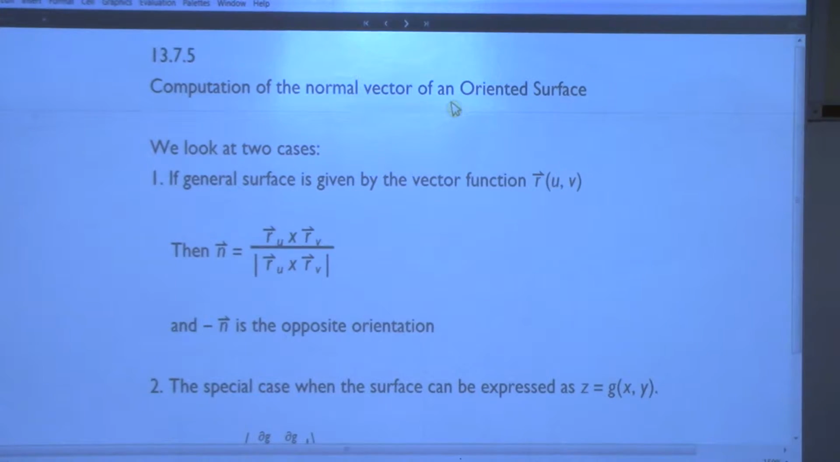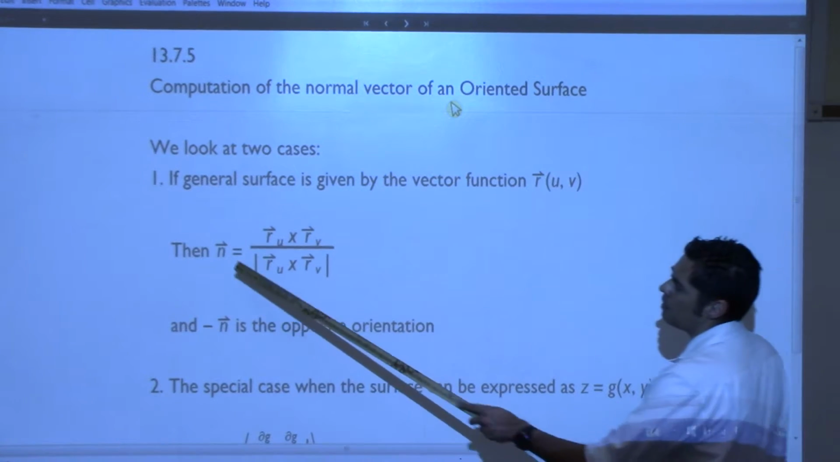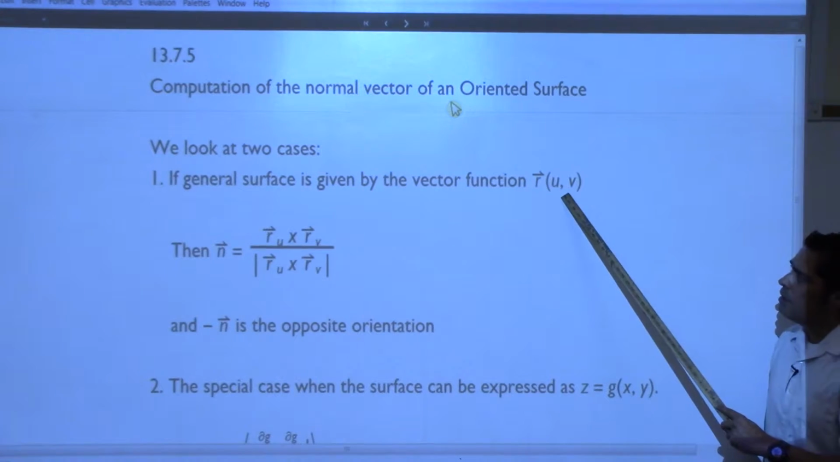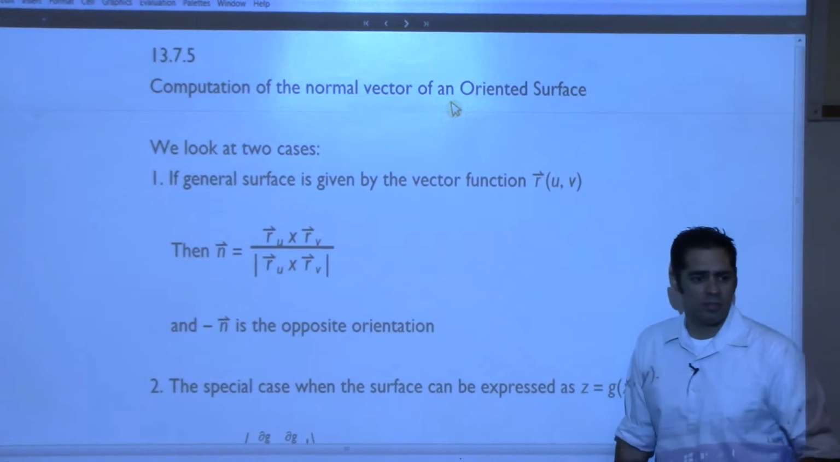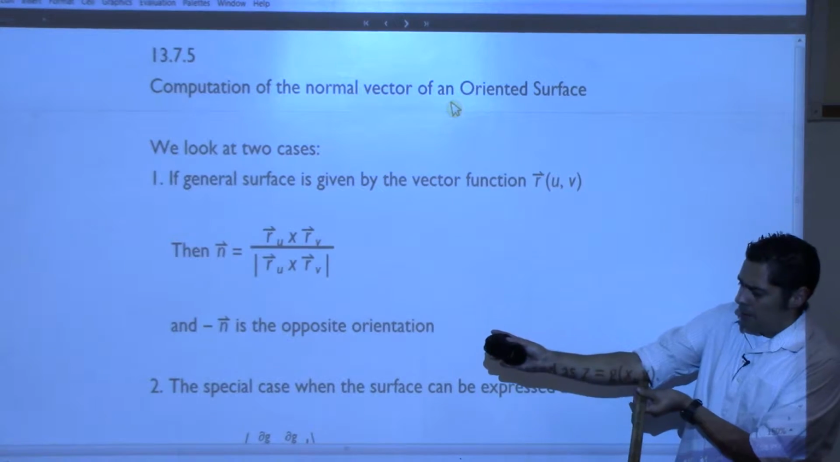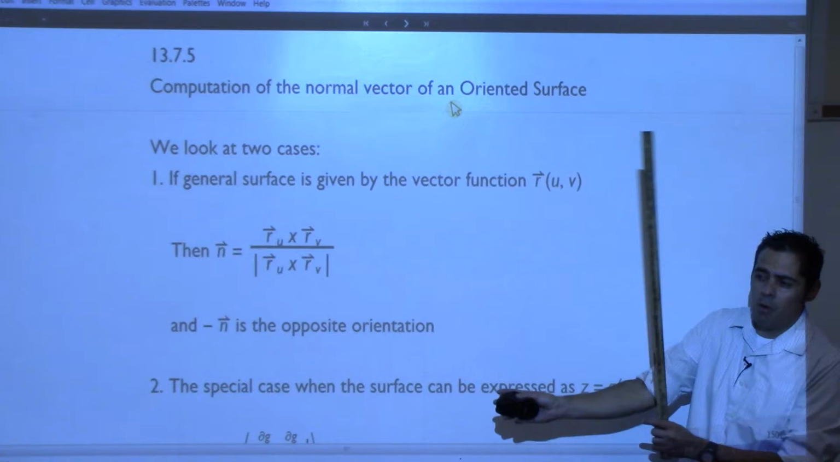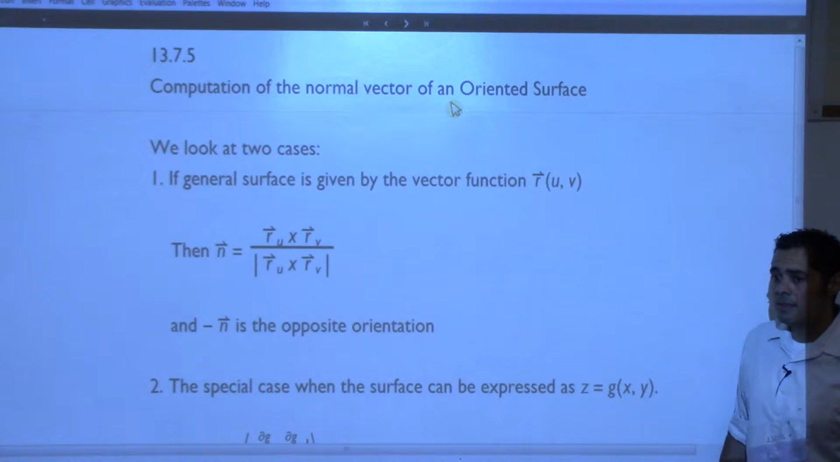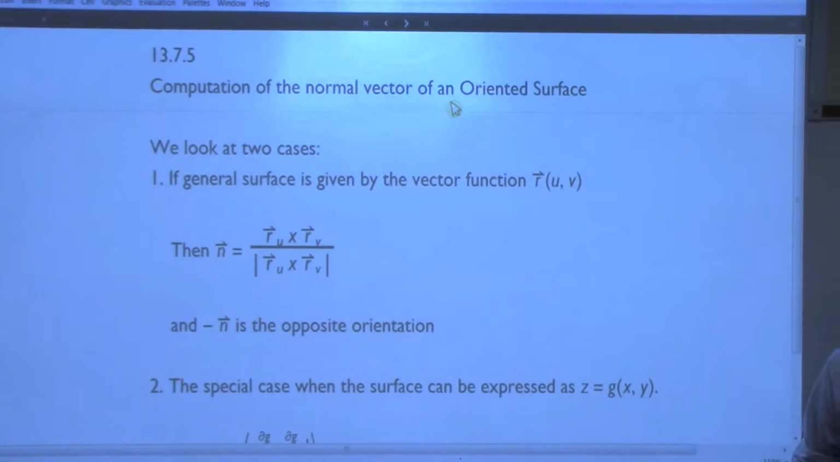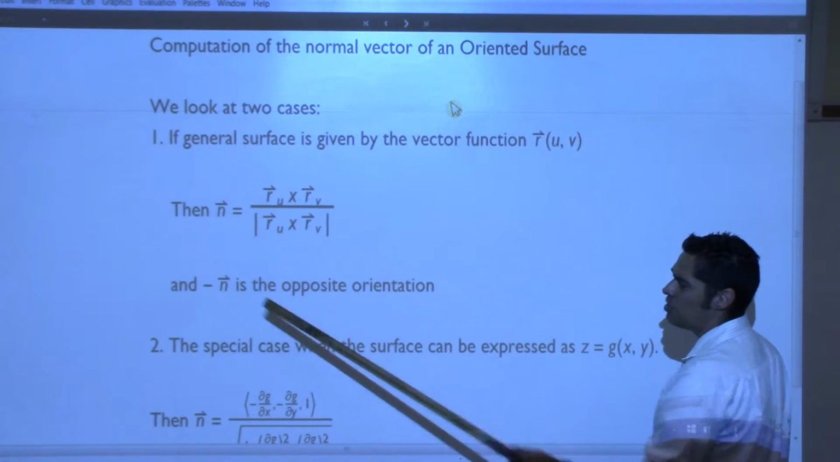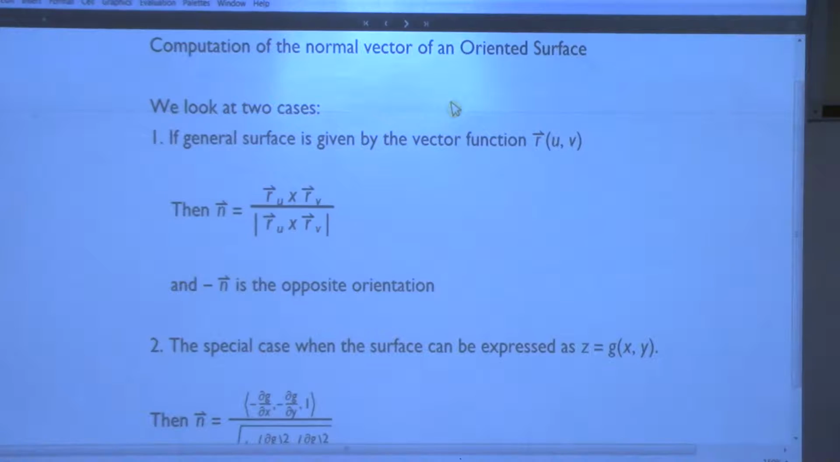So how do we compute the normal vector of an oriented surface? Well, we've done this before. If the surface is given by a vector function, then if we did the cross product of the partials, we did that on the sphere, the cross product of those partials gave us a vector pointing out, which is what we use to find the equation of the plane. If we then divide that by its own length, it's a unit normal vector, isn't it? If you take the negative of this vector, it's just going to point in the opposite direction. Okay?